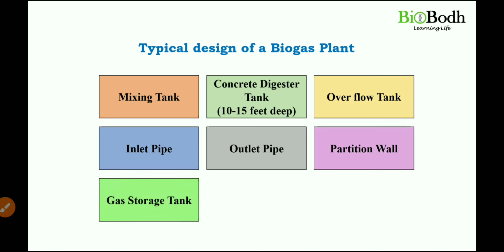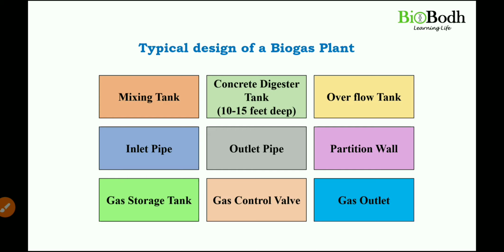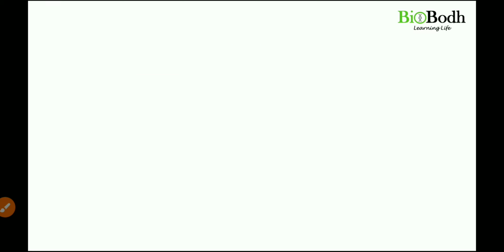Then there is another tank which is called the gas storage tank. It is situated just above the digester tank. Whatever material is digested will produce gas, and this gas is collected in the gas storage tank. The gas storage tank has a gas control valve to control the pressure of the gas, and it also has a gas outlet from where the gas is distributed to different areas as per the requirement.